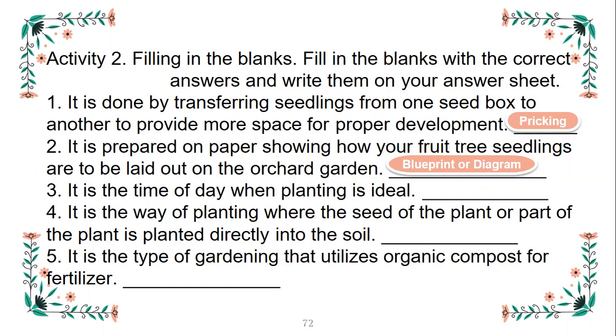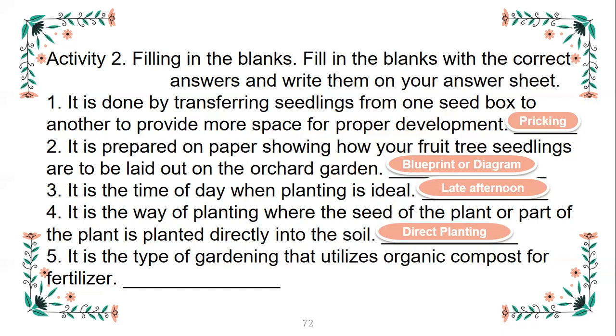Number 3, it is the time of a day when planting is ideal, meaning the best time of a day for planting. Answer? Late afternoon. Number 4, it is the way of planting where the seed of the plant or part of the plant is planted directly into the soil. This is direct planting.